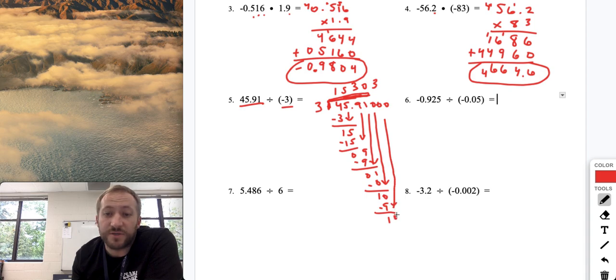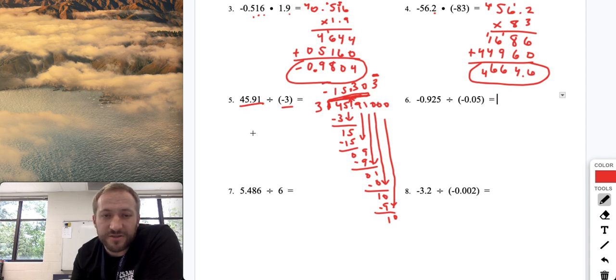Oh, wait, I'm starting to see a pattern. 10 and 10. It looks like this 3 right here is a repeating. This is the repeating part of it, just the 3. Whenever I divide, I can bring the decimal straight up from the box, 15.303, and that 3 is repeating. So, looking at this problem, it's a positive times a negative. I'm going to get a negative answer.